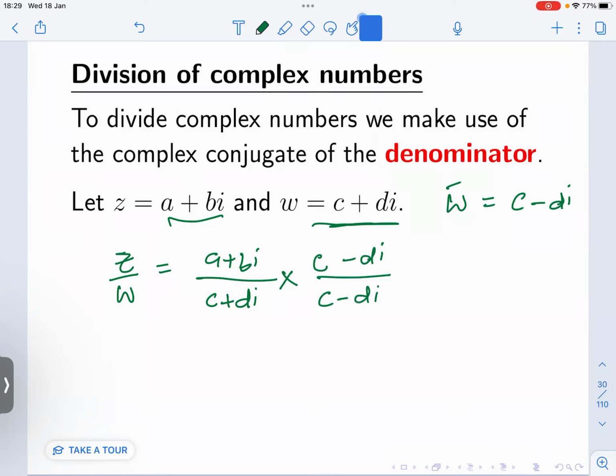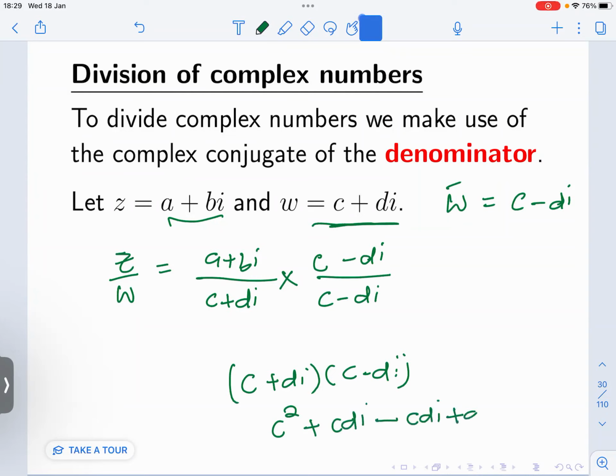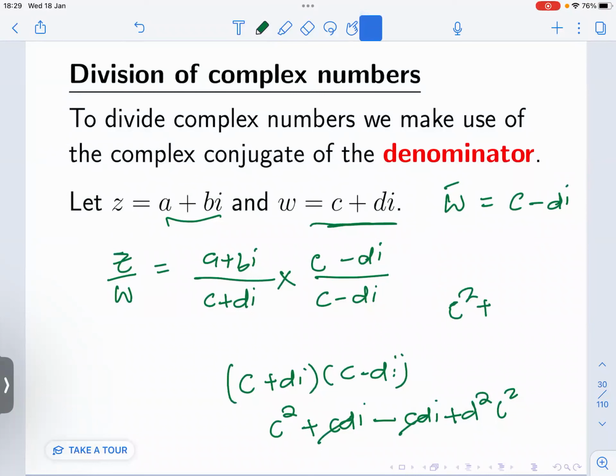In the denominator, we see that we'll have (c + di) times (c - di). When you expand this, we are going to get c² + cdi - cdi - d²i². This then cancels out. We are just left with c² - d²i².